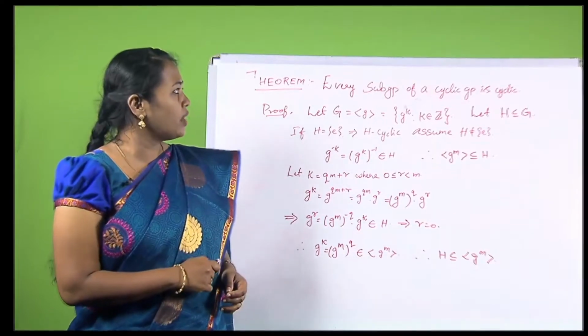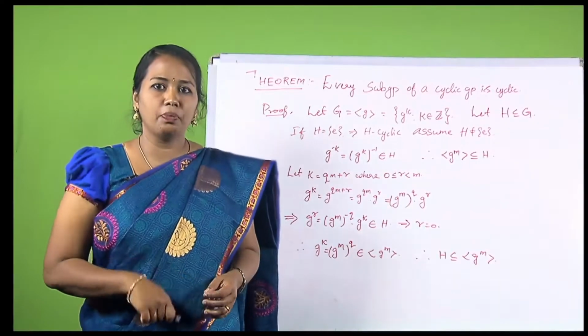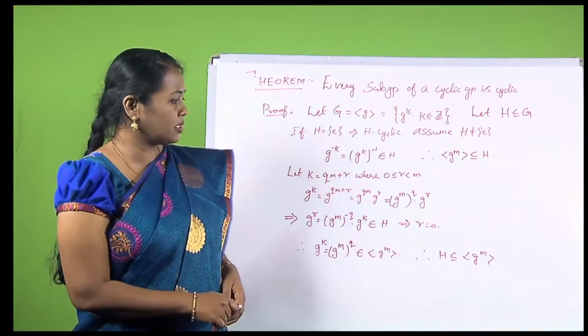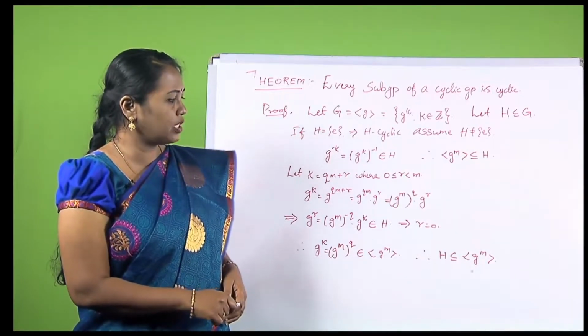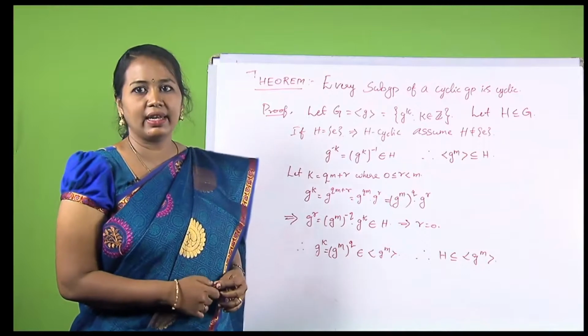So, we have now proved our statement that the subgroup of a cyclic group is also cyclic, because we have shown that they are of this form g^m. Clearly, they are cyclic elements.